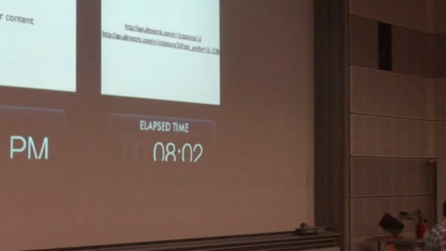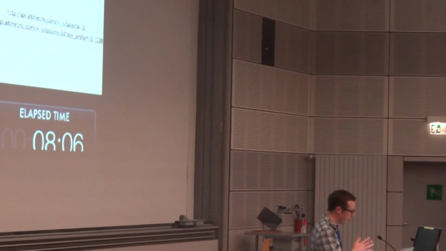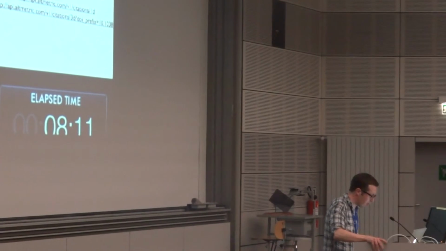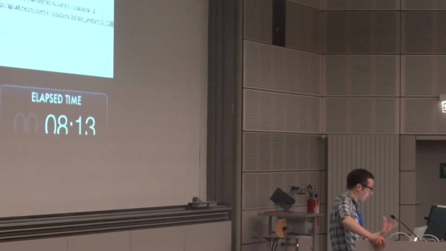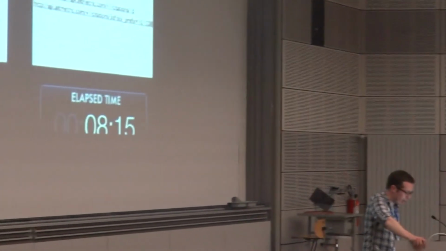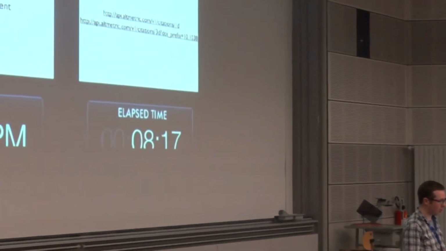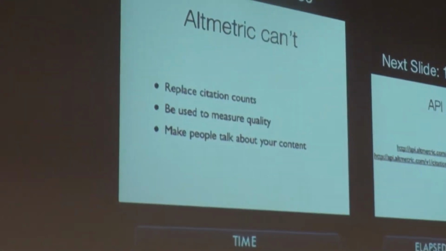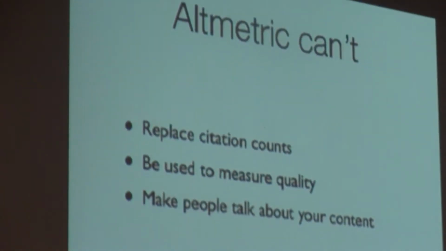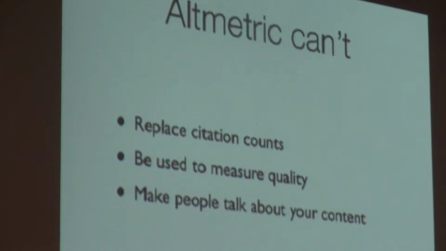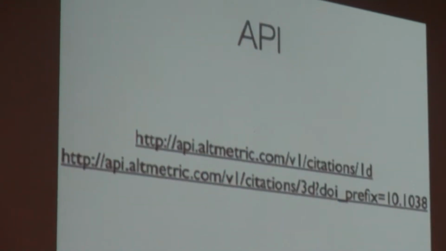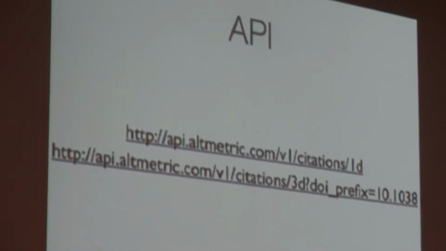What it can't do, and we'll spend a lot of time on this slide because we've already heard it, is that it's certainly not a replacement for citation counts. It's a complement. It can be used to measure quality, something sophisticated, but it can also make people talk about articles. Just because we're collecting all the data doesn't mean that people are necessarily going to be downloading and talking about them to the degree necessary for us to make any informed decision, which might be useful. And that's what I'm going to talk about.